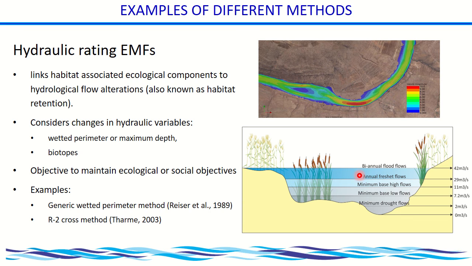Okay, so we've taken that big step from just looking at the volume of water, the timing of water, the variability of water. Now I'm looking at what habitats are provided by the system, by that amount of flow. It considers changes in hydraulic variables, wetted perimeter or maximum depth, and the different biotopes available. Biotope is a fancy word for habitat availability. The objectives are to maintain ecological or social objectives from a habitat perspective. See, I'm emphasizing the word habitat perspective, habitat availability.